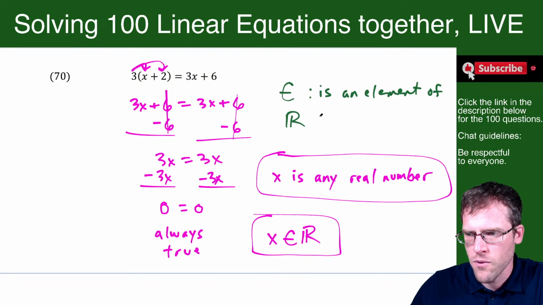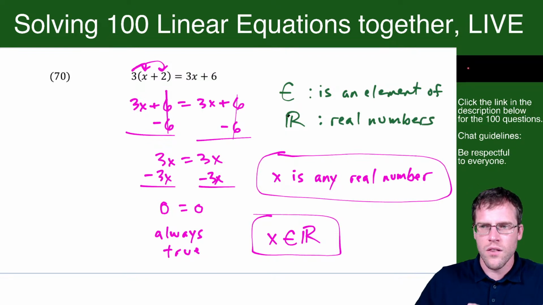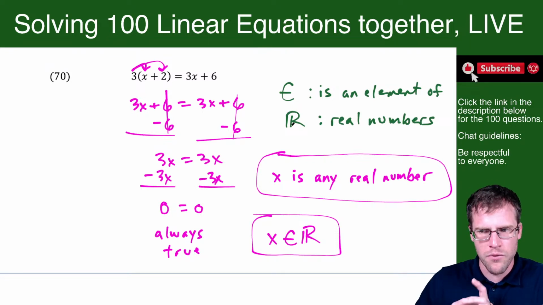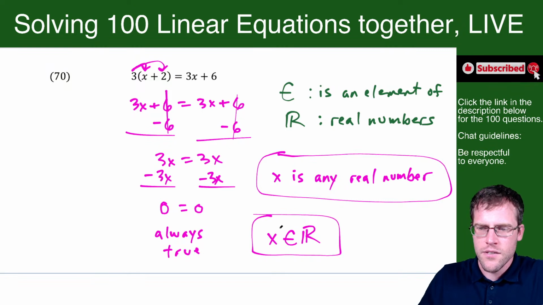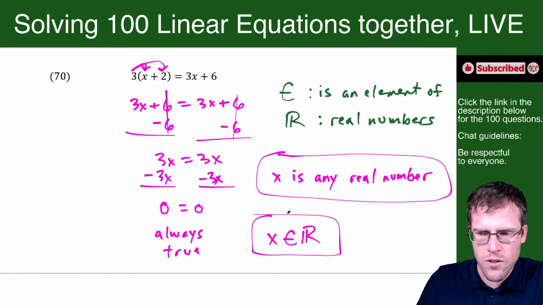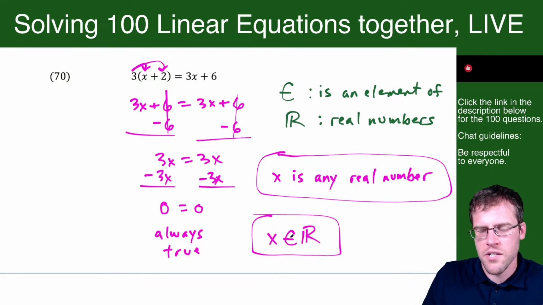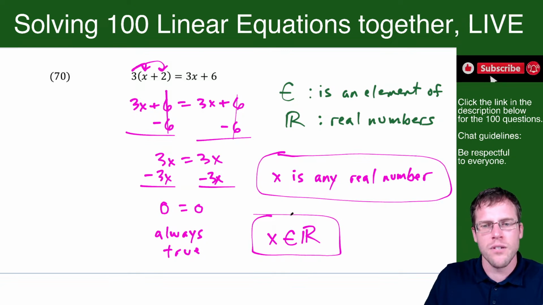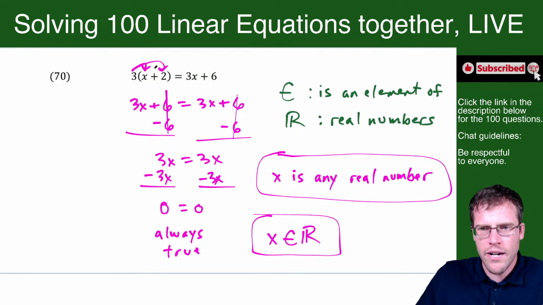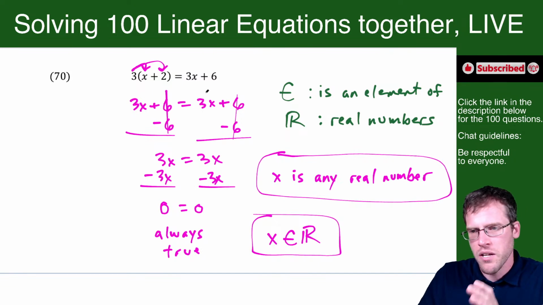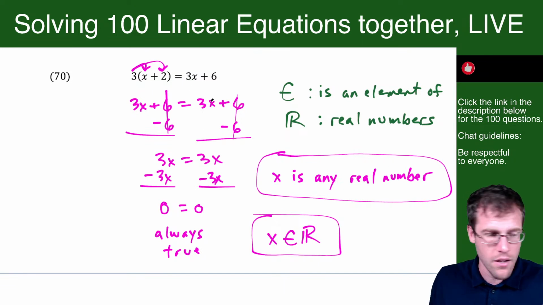And this is the symbol for the real numbers. The double vertical line with the R is real numbers. So this is the cool way of writing it: x is just an element of the real numbers. x could be any real number, and it'll work. And you could try it out. Pick 5 different numbers for x, plug it in. It's always going to be true, this equation.